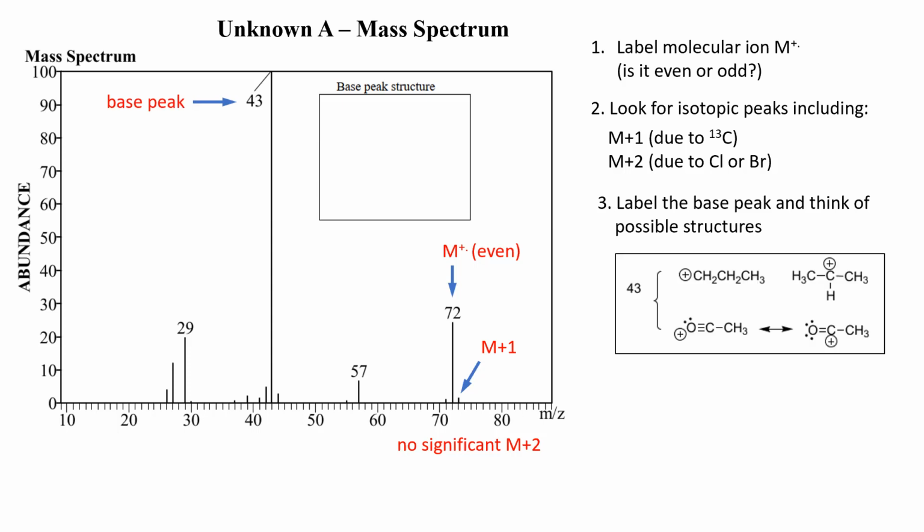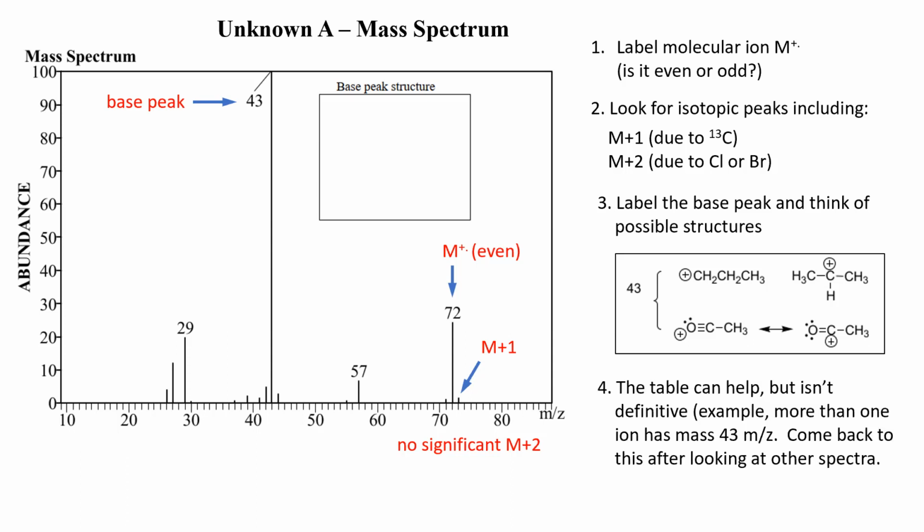These are some possible structures of cations that weigh 43 from the table I provided in the previous video. At this point, we don't know which one is more correct. We're going to have to come back to this ion later on to assign it definitively. It's just good to know that these are some possibilities for what it could be.